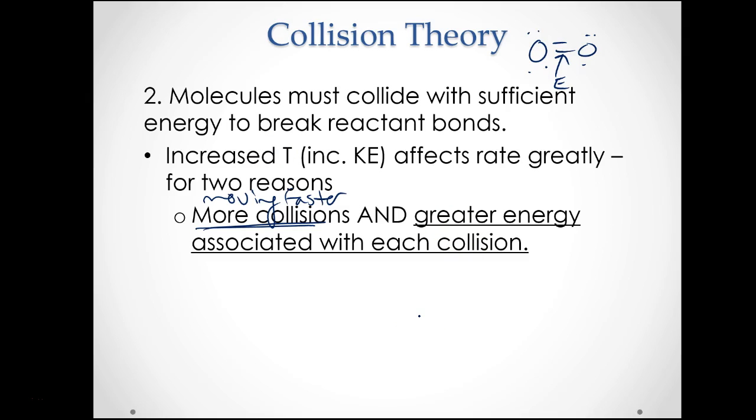And if you think about this with regards to, say, a car. If you're going 5 miles an hour and you bump into another car going 5 miles an hour, yeah, you're going to do some damage. There's some energy associated there. But if you're going 50 miles an hour and the other car is going 50 miles an hour and you bump into each other, there is greater energy associated with that collision.